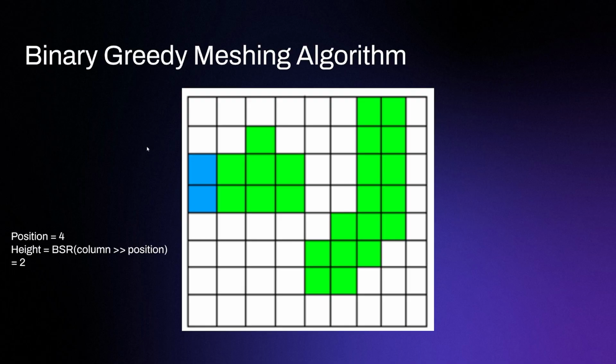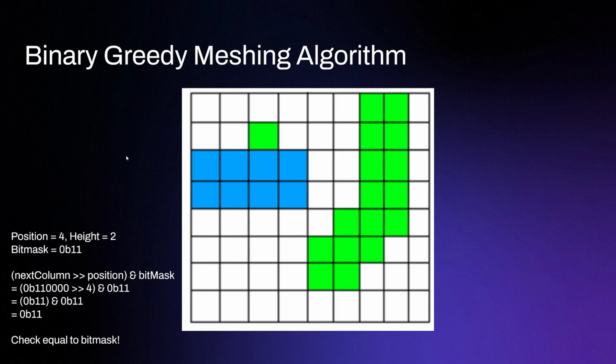So this is the grid we had before. And next, we basically shift the next column down by position so that the cells are at the bottom, and then we AND it with the bit mask that we just generated. And then if it's equal to the bit mask, then we can expand the quad into this column here. And we just repeat that like before to get the full width of the quad. So again, it's 2 by 4.